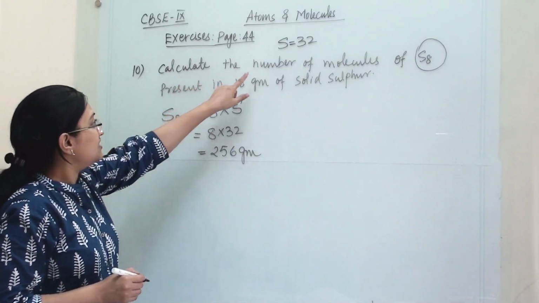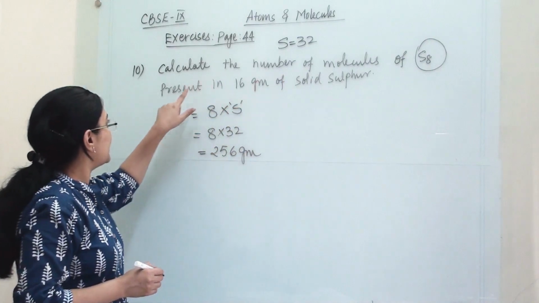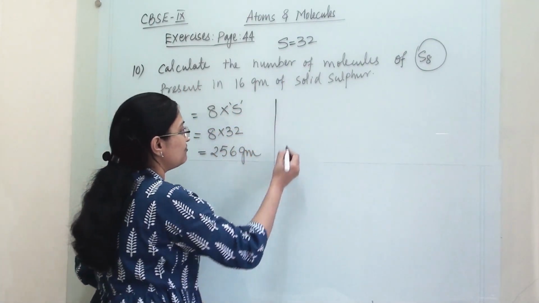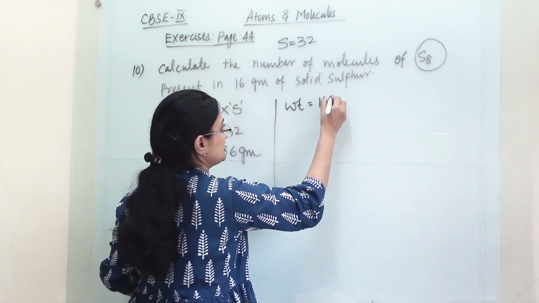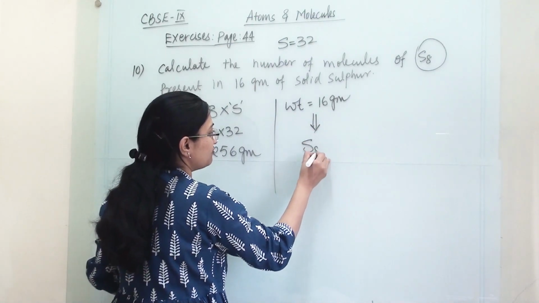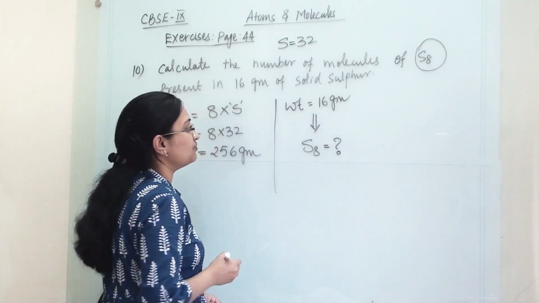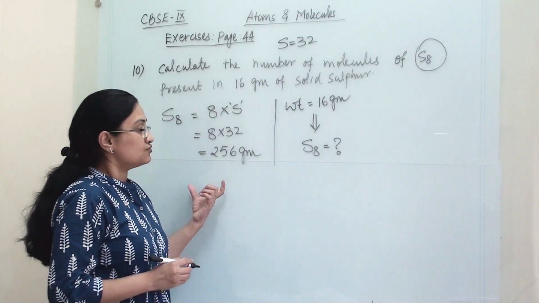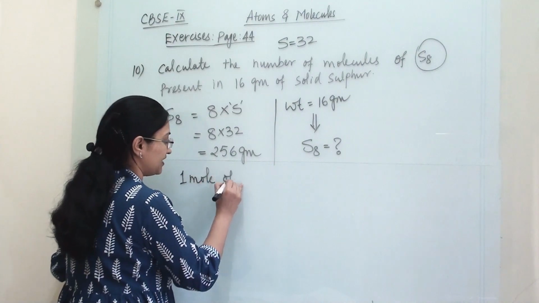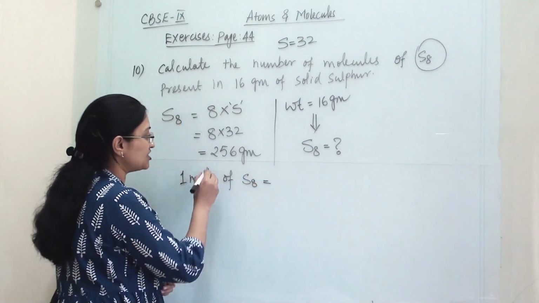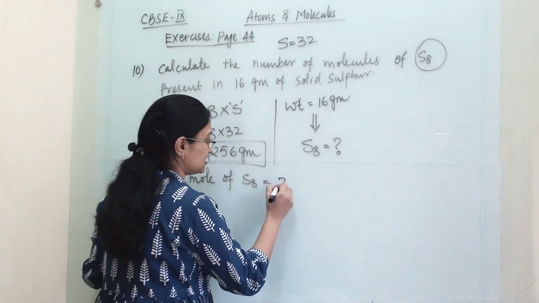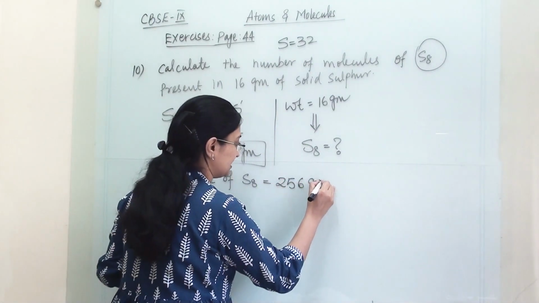Now calculate the number of molecules of S8 present in 16 gram of solid sulfur. Now we have the weight, that is 16 gram. In this, how many molecules of S8 are present, that we have to find out. So first, we know that 1 mole of S8 weighs how much? This much, because this is its molar mass. So it is 256 gram.